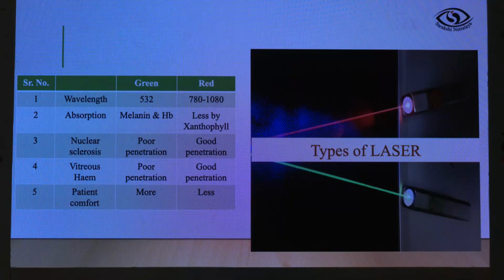The type of laser you are using. There are mainly two types of lasers which are being used, green laser and red laser. It is known that the green laser has poor penetration, especially in cases when there is media haze in the form of nuclear sclerosis or vitreous hemorrhage. And in such cases, red laser is always preferred.